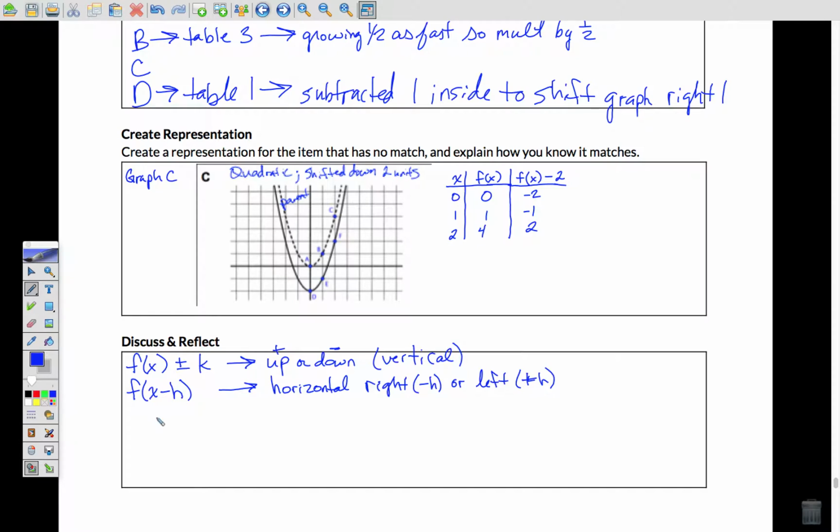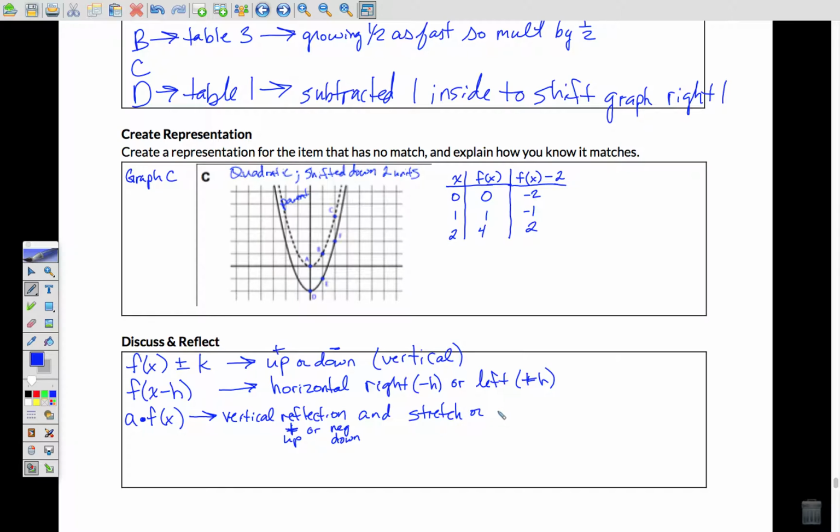And then on the outside of it, we have our multiplier, so a times f of x, and this is two different things. So it's a vertical reflection. So that's if it is positive or negative. Remember, if it's positive, it goes up, or if it is negative, it reflects it across the x-axis and opens down.